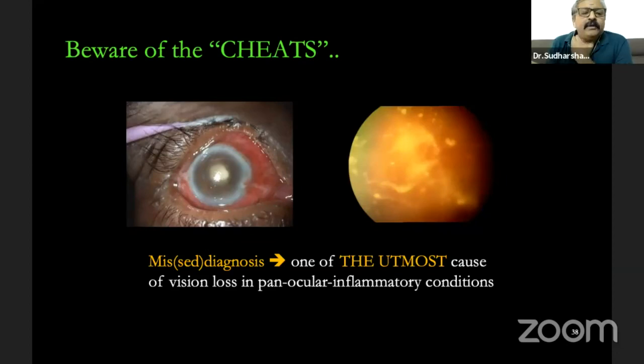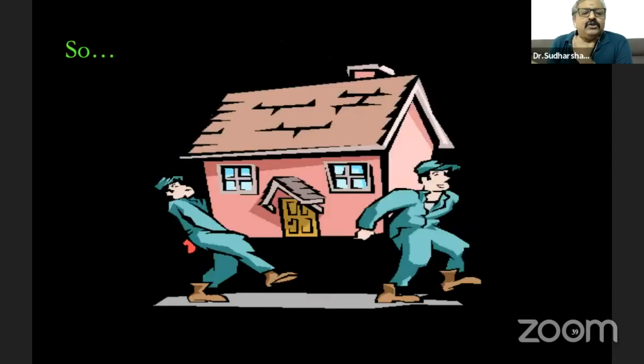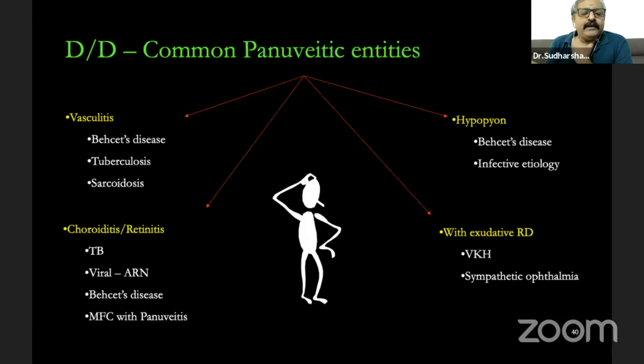Almost always, remember to beware of the cheats. Masquerade is one thing that you need to be worried about. So to conclude, the common panuveitic entity with predominant vasculitis is Behçet's. If it is choroiditis, it is TB. If it is retinitis, it is viral or ARN. Hypopyon panuveitis is Behçet's, and with exudative RD, it is VKH.